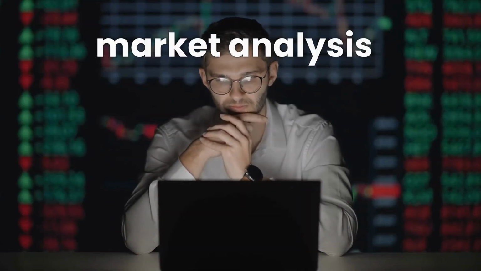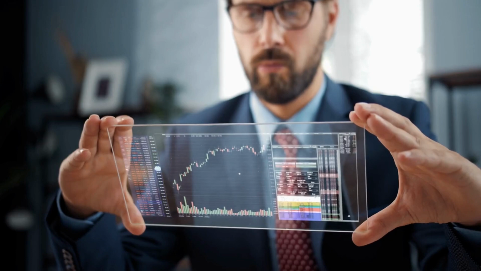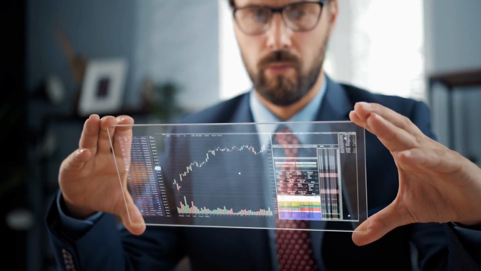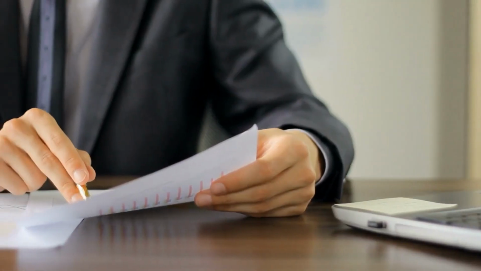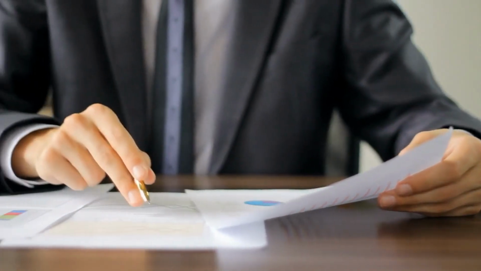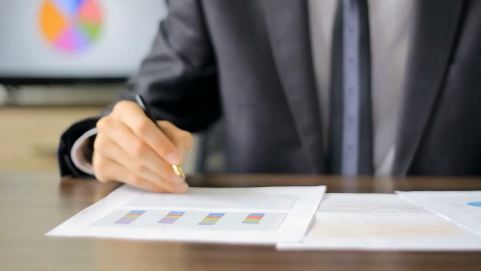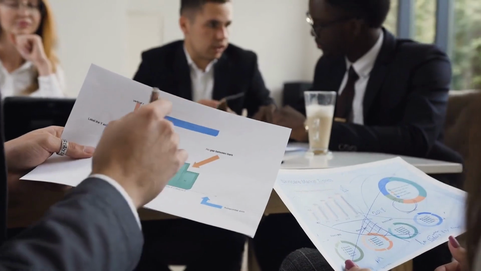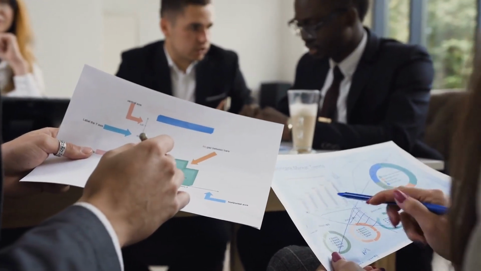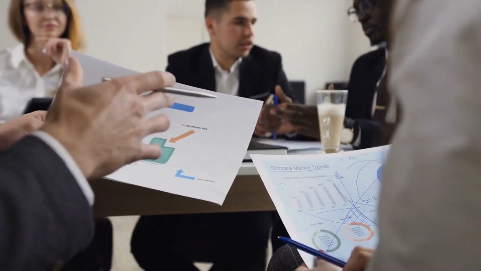Market analysis. The market analysis is the third section of your business plan. It should include information on your target market, your competitors, and the industry trends. When writing your market analysis, make sure to include the following.